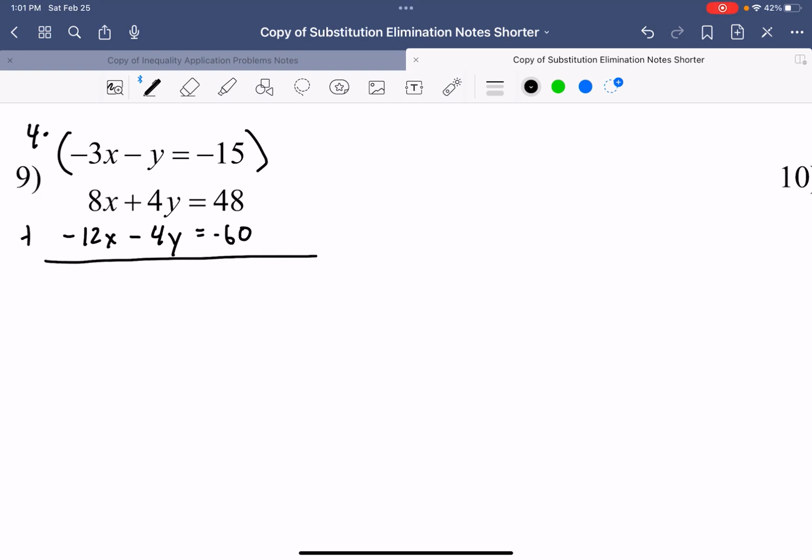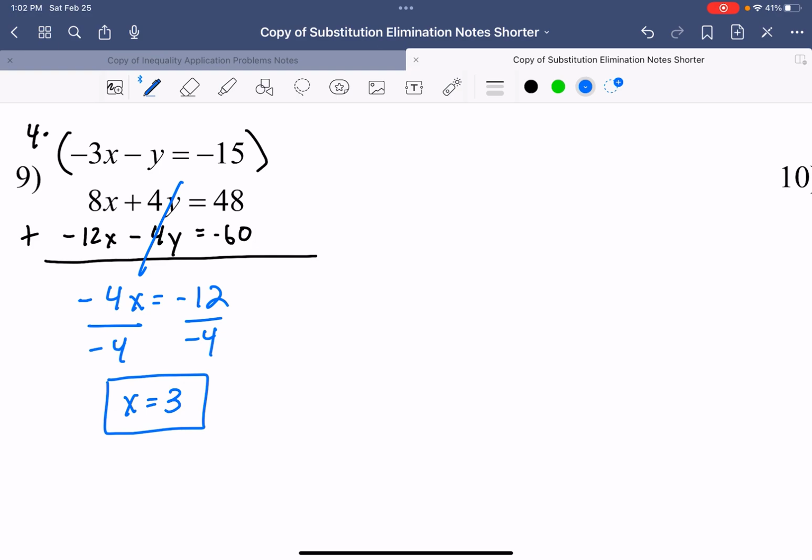And now we can add these two together, because now you can see these two will eliminate from each other. All right, so let's cross that out. -12 plus 8 is -4x is equal to -12. Let's divide by 4. X is equal to 3. Okay, so that's the only little piece there that you need to switch out.